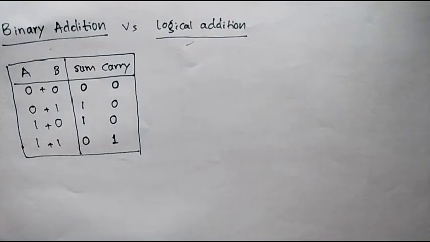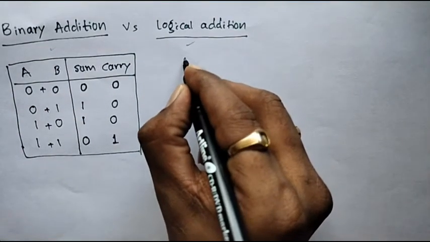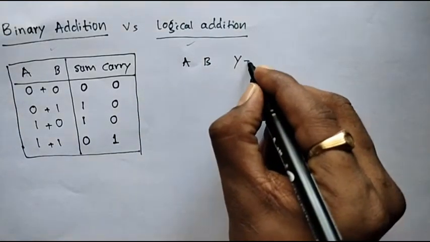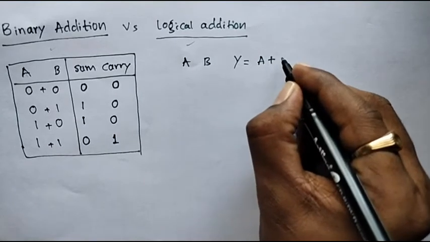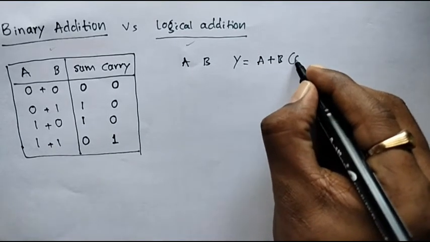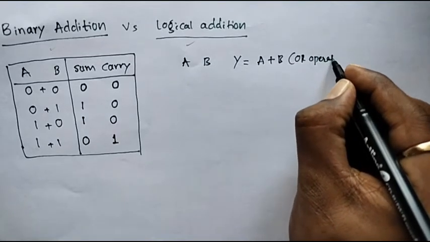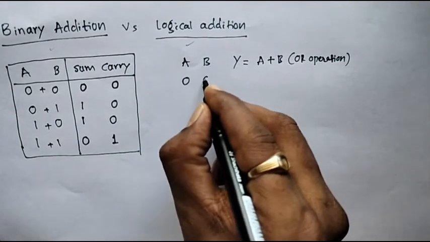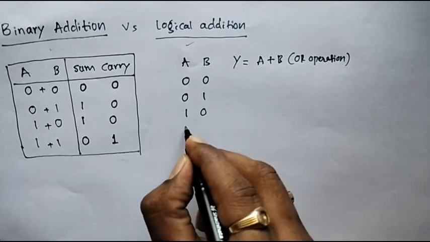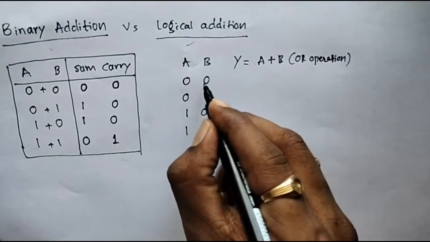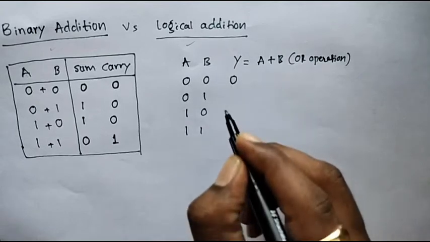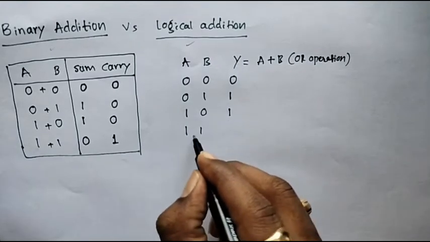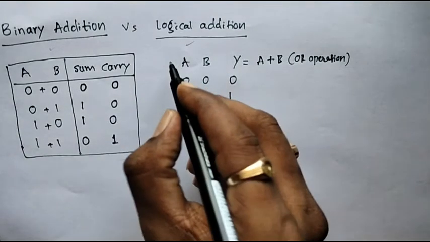But in case of logical addition, suppose A and B are the inputs and Y is the output. Here Y is equal to A OR B. That is, here OR operation takes place between the binary inputs. The possible inputs are 0 0, 0 1, 1 0, 1 1. When 0 is ORed with 0, we get 0; 0 OR 1 is 1; 1 OR 0 is 1; 1 OR 1 is 1. So this is a logical addition.